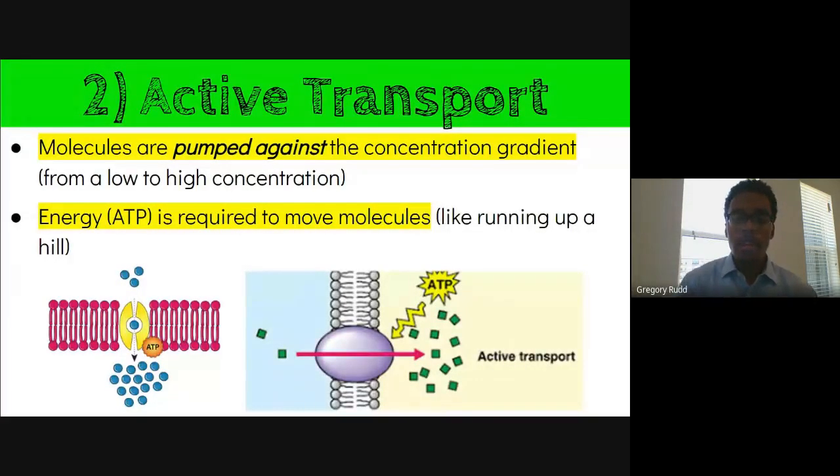The other broad category, as you may have guessed, is called active transport. And the biggest difference between passive and active transport is that active transport requires energy. It's like running up a hill. So again, please make sure that you're writing down at the very least the words that are highlighted in yellow here.